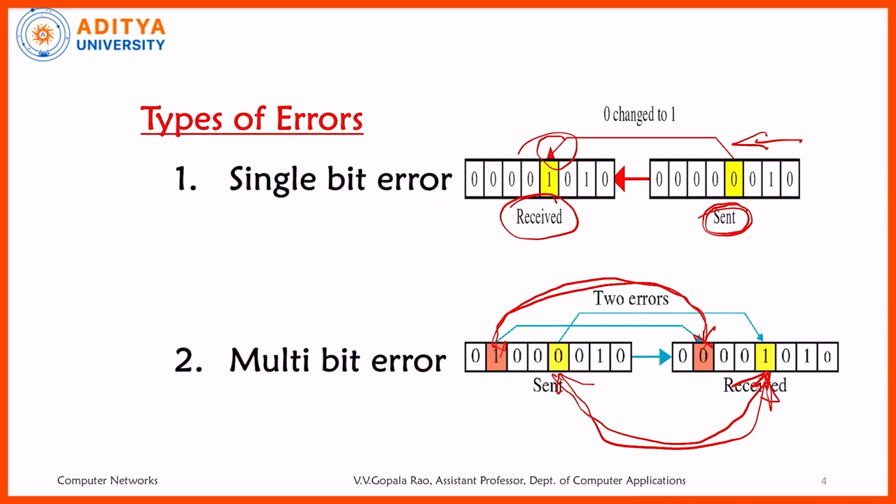But in this case, two or more bits actually change their values. That is why a corruption has taken place at two positions, and that is why this is called a multi-bit error. So a multi-bit error says that whenever two or more bits are altered, it can be referred to as a multi-bit error.